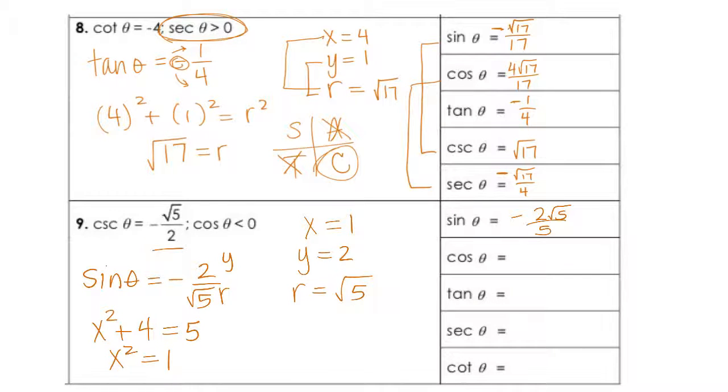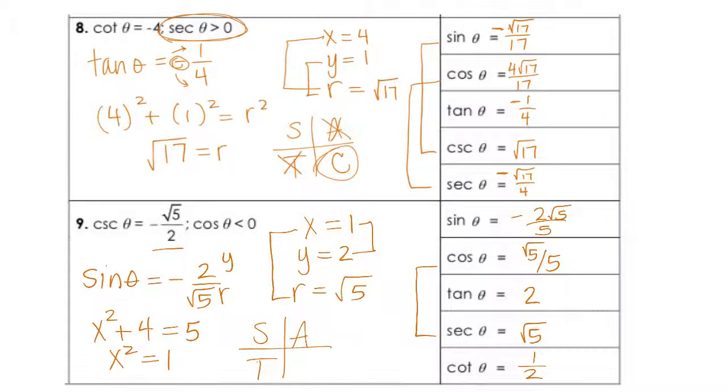So for cosine, that's going to be x over r. So 1 over the square root of 5, or square root of 5 over 5. I would go ahead and do secant since I have that. That's just root 5. Tangent was y over x, so that's going to be 2 over 1, or 2. So cotangent is 1/2. Now let's see if we can find what quadrant we're in.